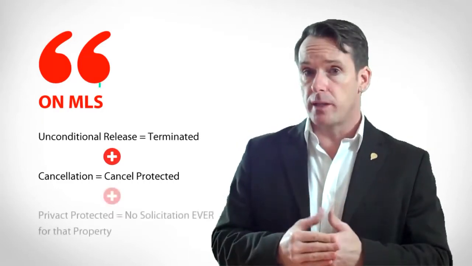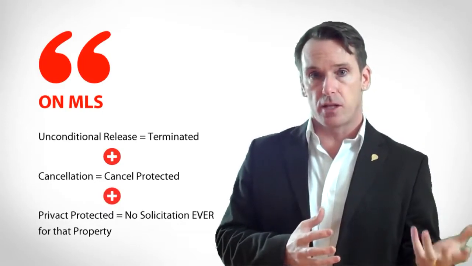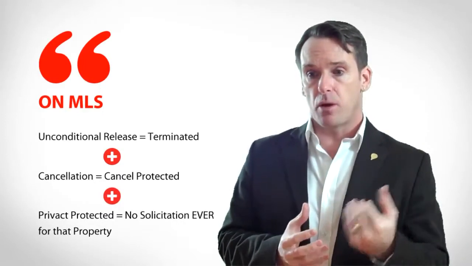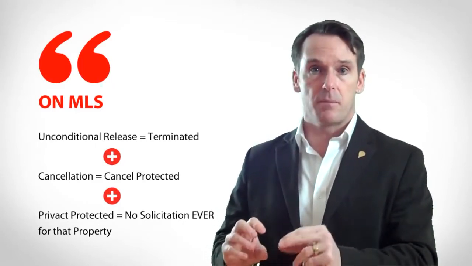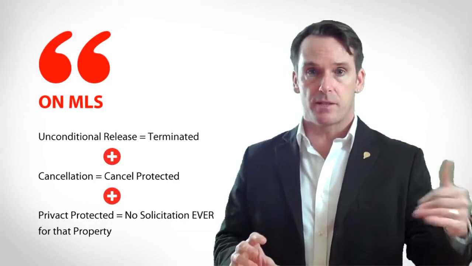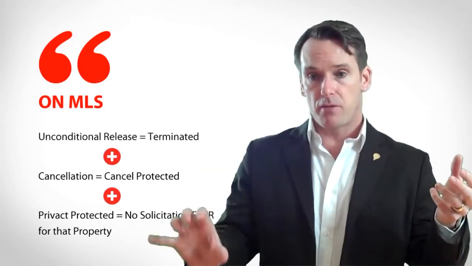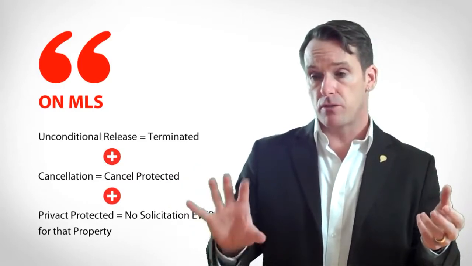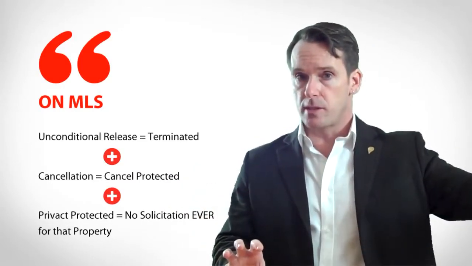The last one is privacy protection. Now, that's not really anything to do with a cancellation or a release. But what privacy protection does is it protects the seller of the property from being solicited by agents for that particular property. If they own multiple properties and somebody, through a title search, finds out that they own 5 properties, if they have privacy protection, it's literally privacy protection for that listing, not privacy protection for the other properties they own. So you could solicit them for those.